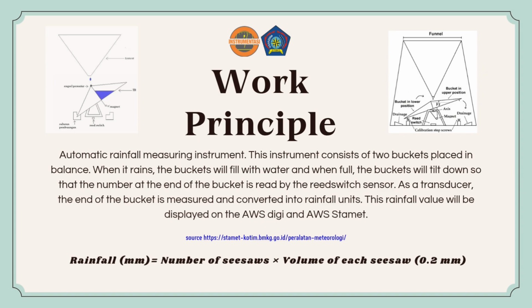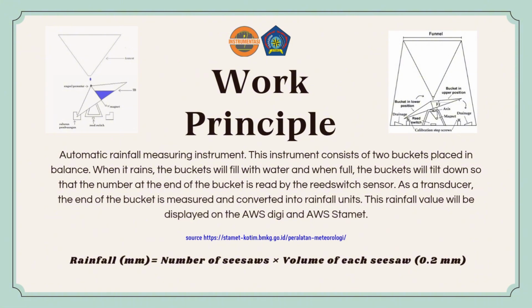Working principle: automatic rainfall measuring instrument. This instrument consists of 2 buckets placed in balance. When it rains, the bucket will fill with water, and when full, the bucket will tilt down so that the number at the end of the bucket is read by the reed switch sensor.